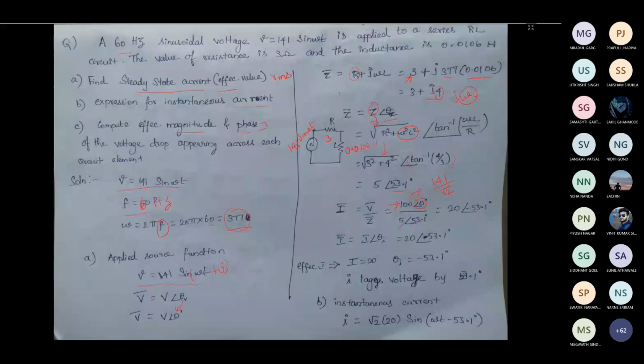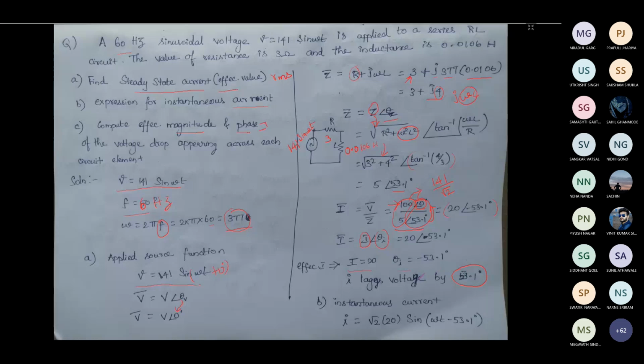Then Z phasor is given by 5 angle 53.1 degree. If you compute this, you will get 20 angle minus 53.1 degree. This is 100 divided by 5, which gives the magnitude, and this angle gives the angle difference between the voltage and current. I is coming as 20 and the angle is coming as minus 53.1 degree, because we have taken this 53.1 to the denominator. So it is obvious from this expression that I is lagging the voltage by an angle of 53.1 degree.